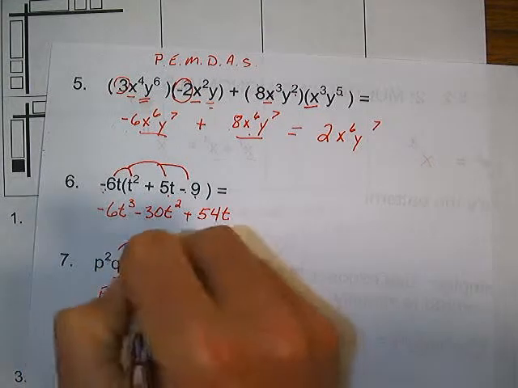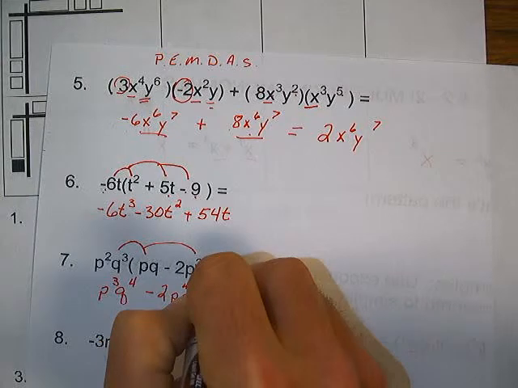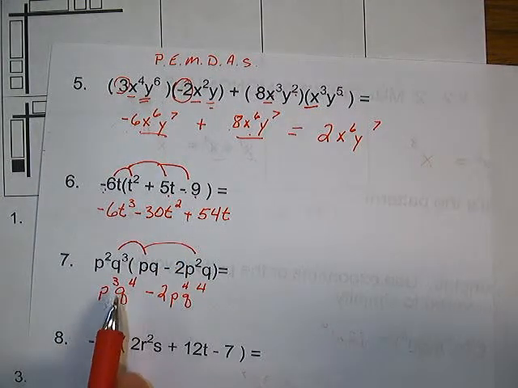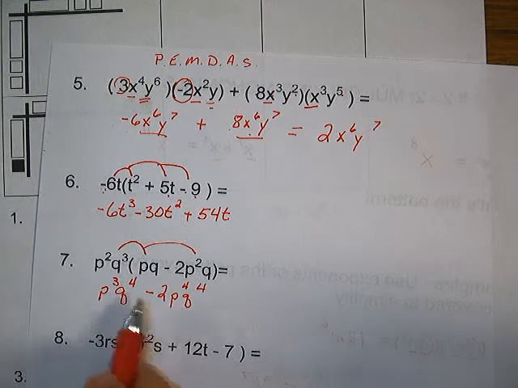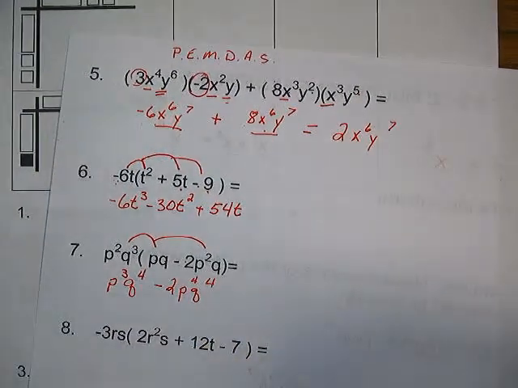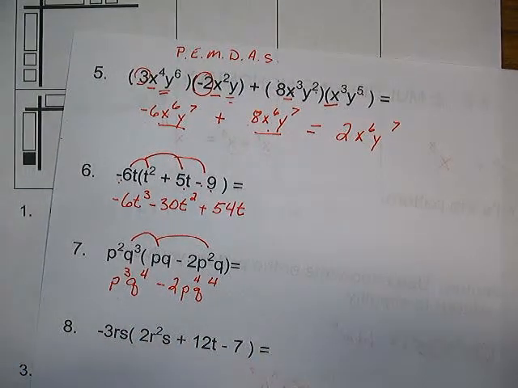Q, there's 3 there, 1 there. 3 plus 1 is 4. So we have p to the 3rd, q to the 4th, minus 2p to the 4th, q to the 4th. Okay, we can stop here because these are not exactly the same. We can't combine them.